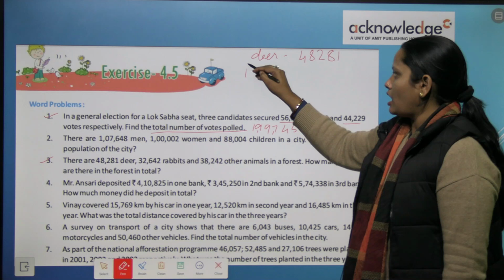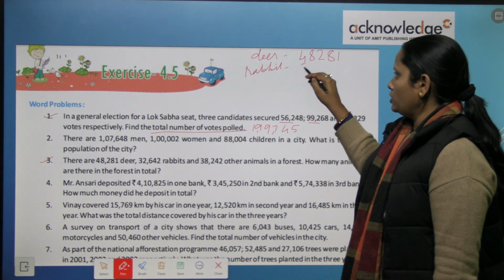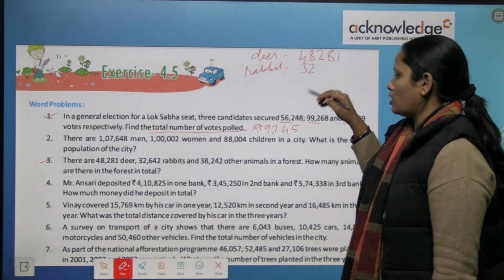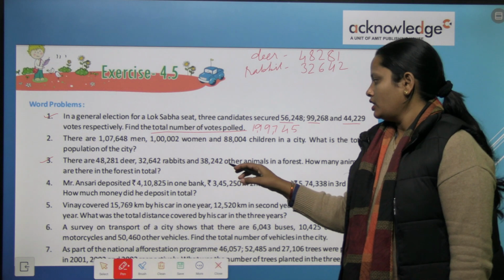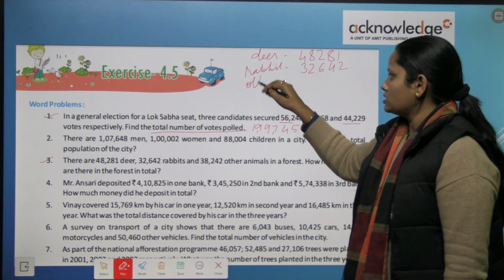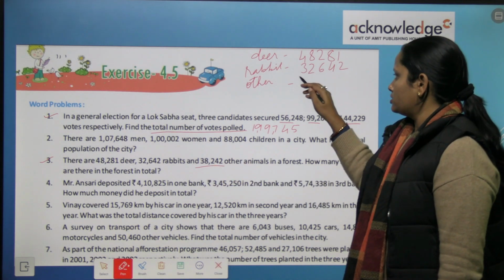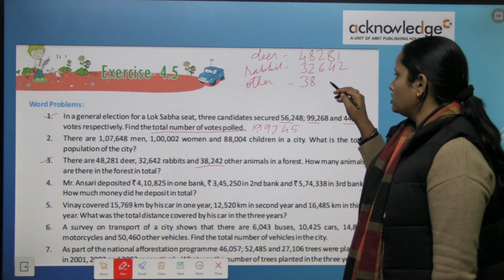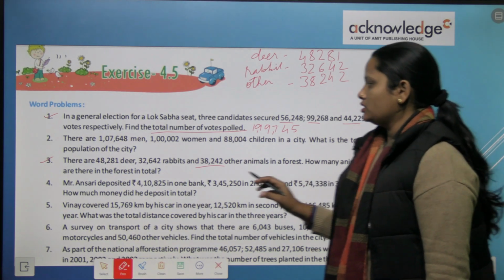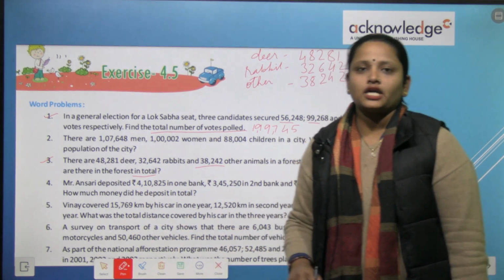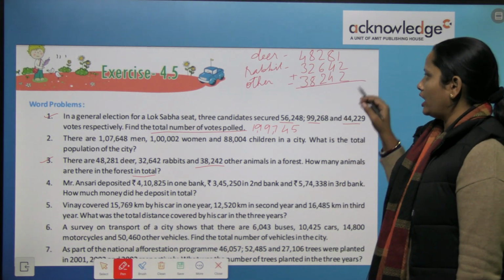Next, rabbit is 32,642 and other animals are 38,242. How many animals are there in the forest? So here it's asking about the total number of animals. So what we have to do? We have to add all these.